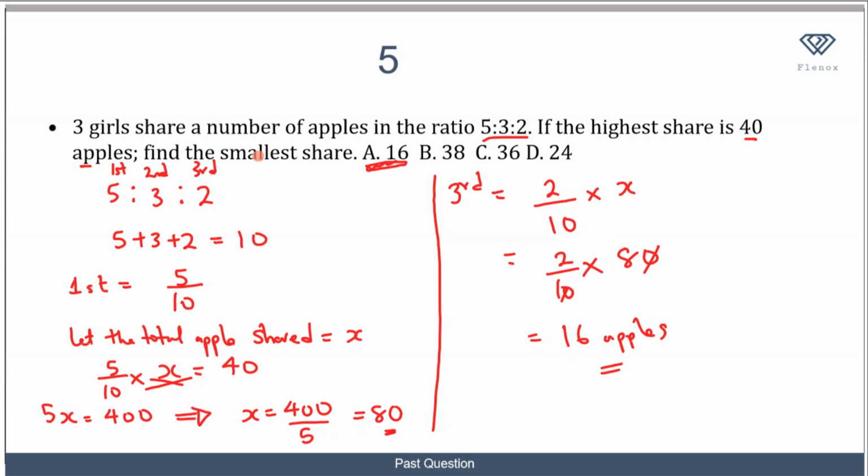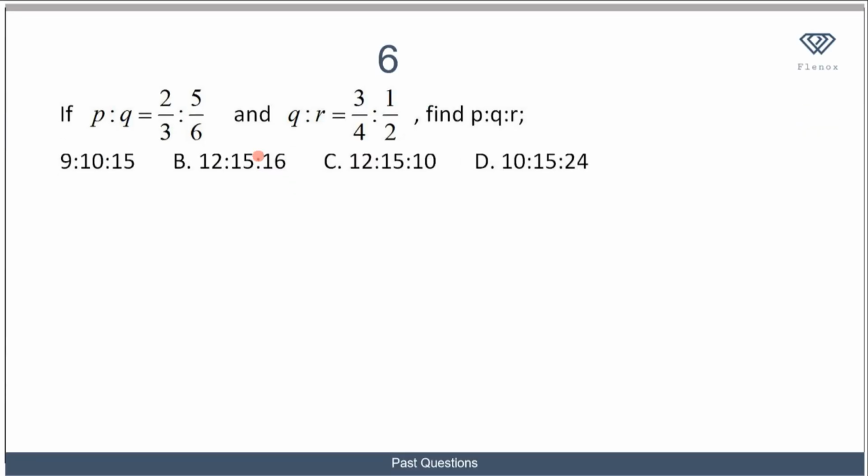So now let's try to solve another question that has to do with ratio also. Now this question is very interesting and I want you to pay really close attention to it because it has to do with quite a bit of manipulation, but it's easy.